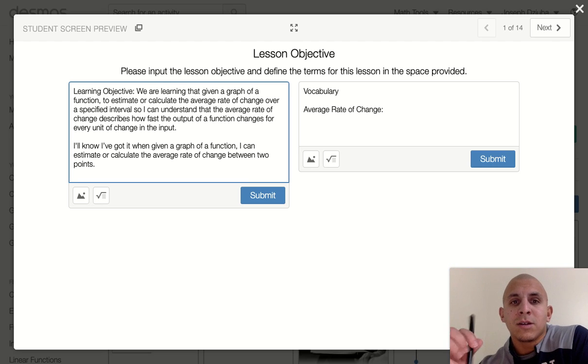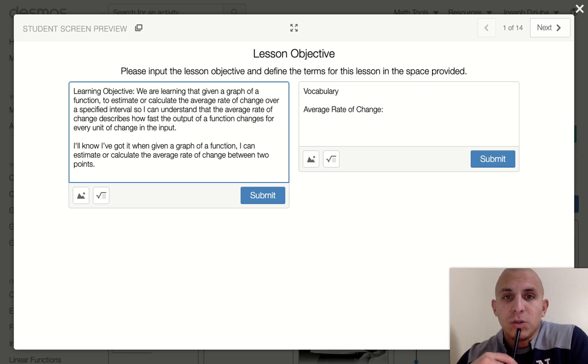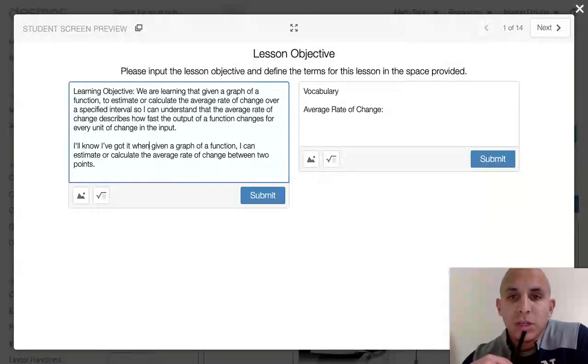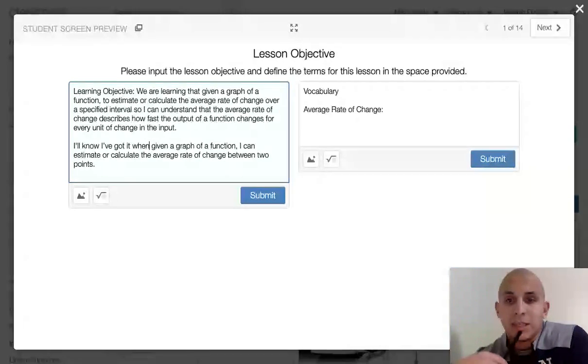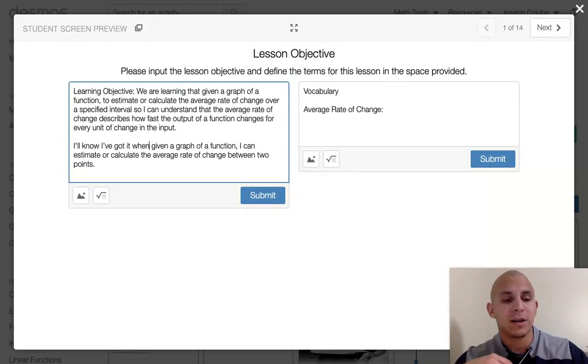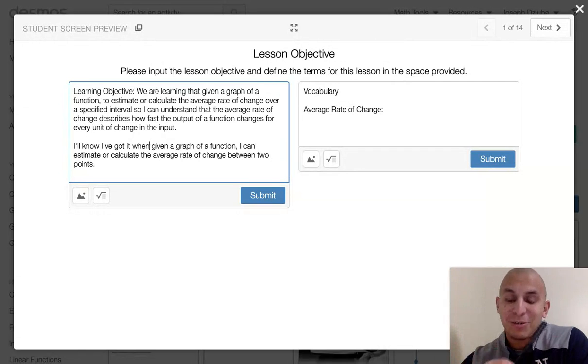All right. Welcome back to our fourth installment in our unit on functions, where we'll be looking more specifically at an idea known as the rate of change. It's definitely an old idea, or it's a new word based on an old idea. But we're going to be learning that given a graph of a function to estimate or calculate the average rate of change over a specified interval.